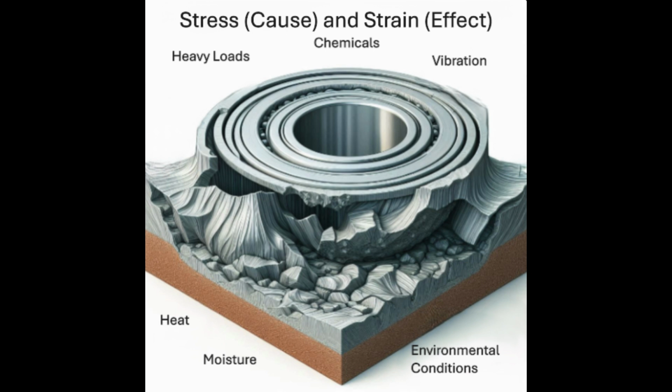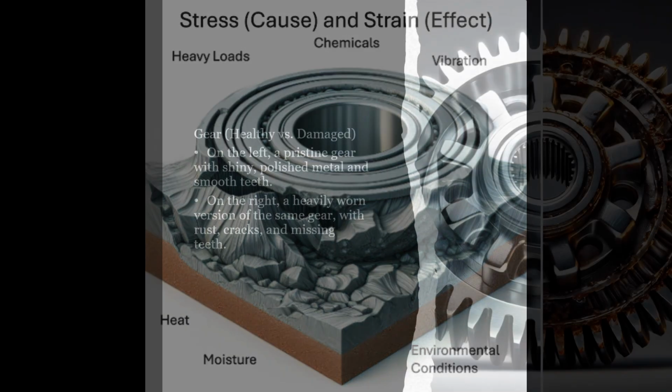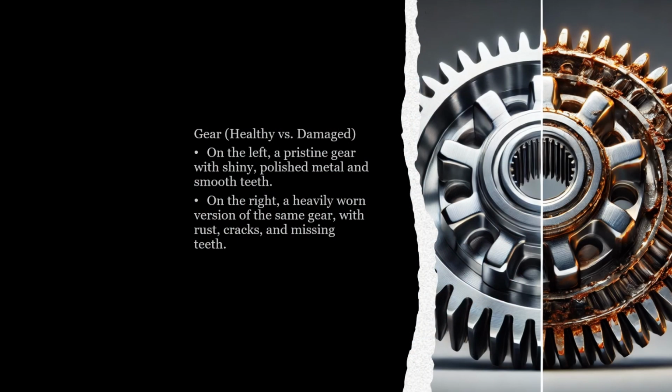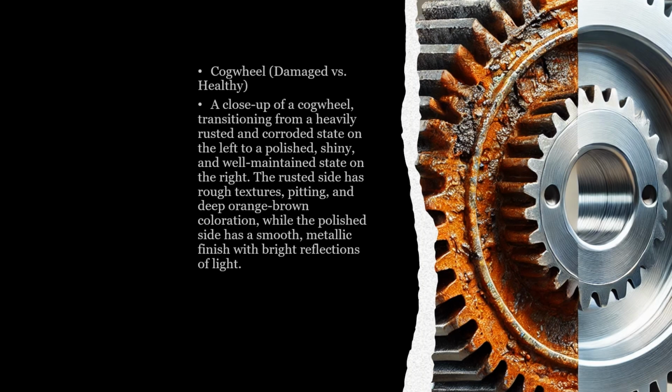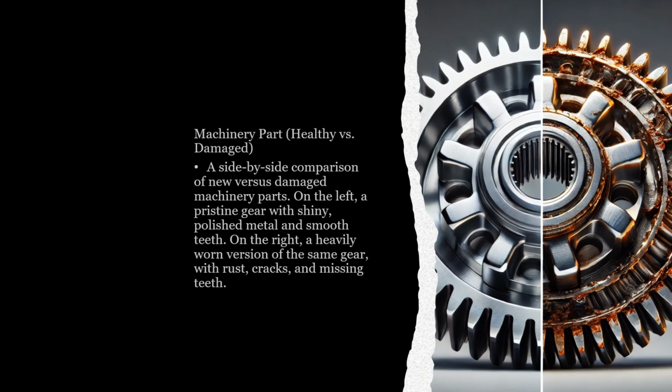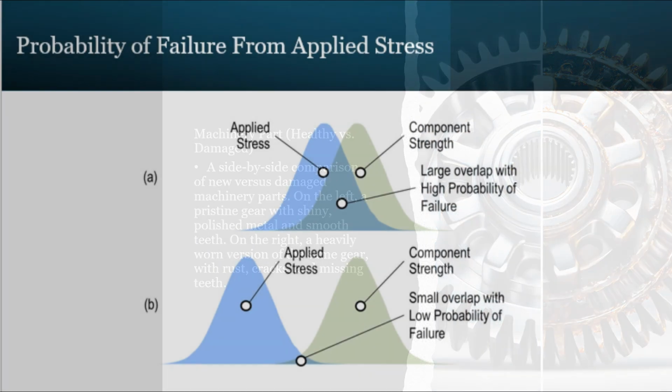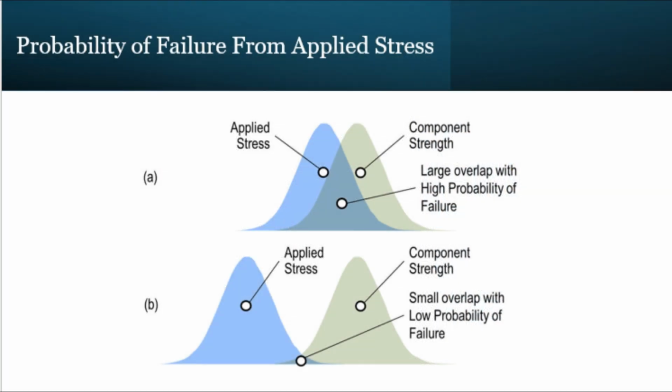Imagine a component subjected to stress, whether from mechanical load, thermal conditions, or environmental factors. Over time, this stress can impact the material's structure, gradually wearing it down. But how likely is it that this component will fail? This likelihood, or probability of failure, depends on a few key factors.